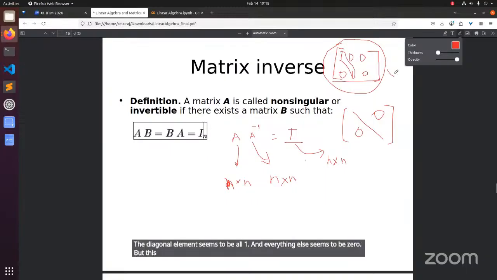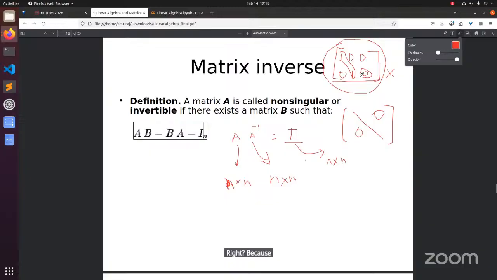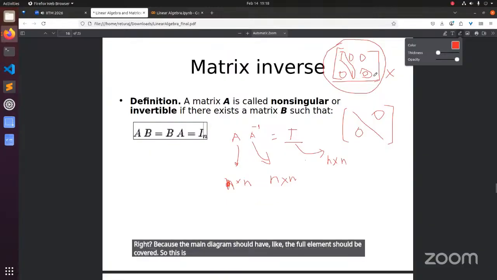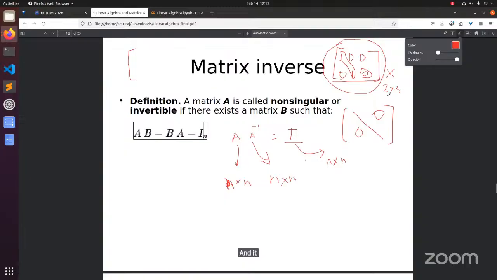But this is not a diagonal identity matrix because you cannot identify the main diagonal, right? Because the main diagonal should have the full element covered. So this is not a diagonal matrix, or this is not an identity matrix. You are not able to write it because here the size is 2 cross 3 and it is not a square matrix, it's a rectangular matrix.